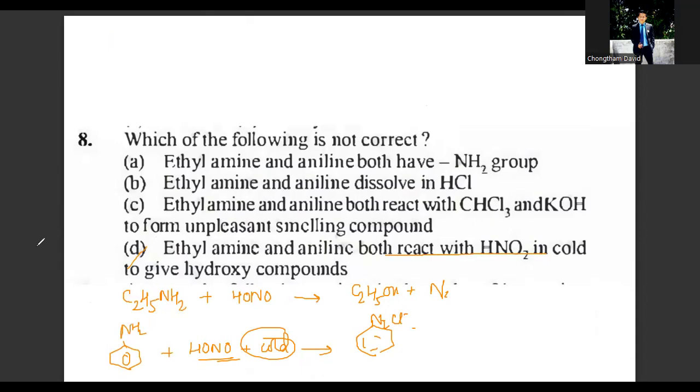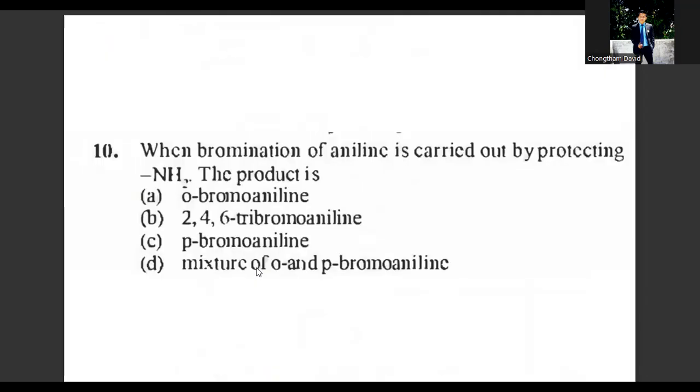Question number 9. Let us read fast. What is the question asking? 10. Okay. When bromination of aniline is carried out by protecting the NH2 group, the product will be a mixture of ortho and para because it is ortho-para directing in nature. Ortho and para bromoaniline.